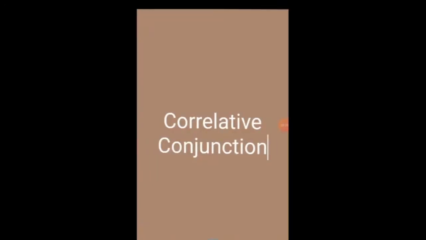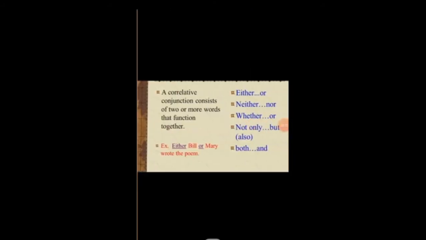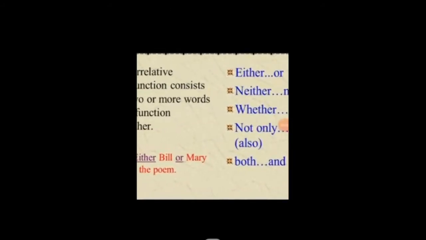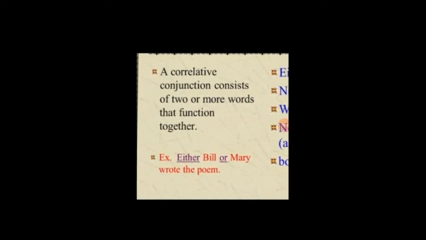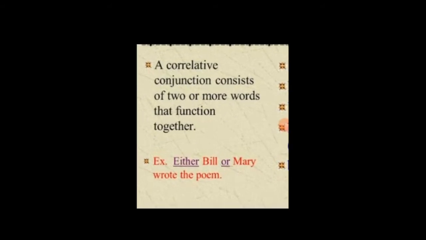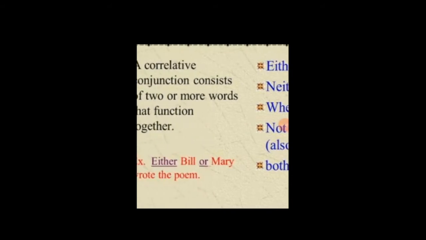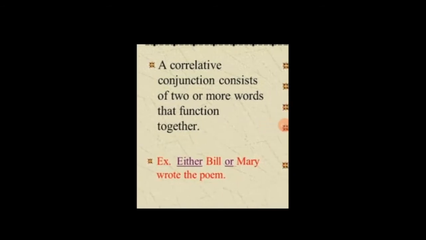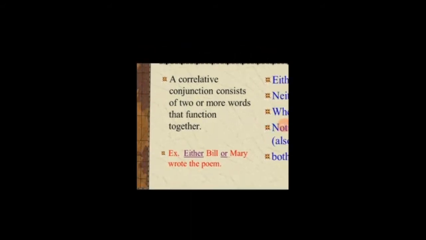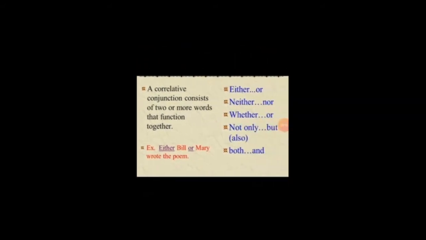The next one is correlative conjunction. Well, what is a correlative conjunction? A correlative conjunction consists of two or more words that function together. For example, either or, neither nor, whether or, not only but, both and. The example is, either Bill or Mary wrote the poem. So these are correlative conjunctions and they always function together.